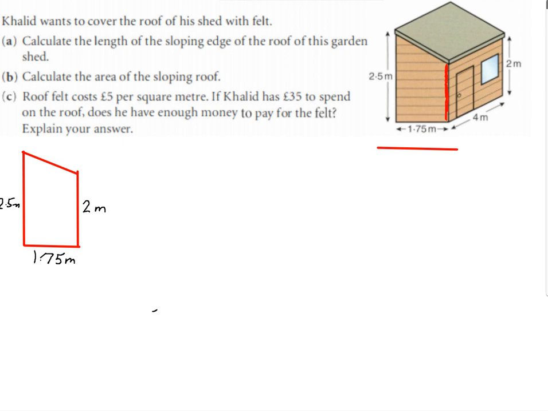Okay, now the fun bit comes. We still don't have a right angle triangle. So let's have a think about what we do have. We have a trapezium, which tells us that this line here and this line here are parallel.